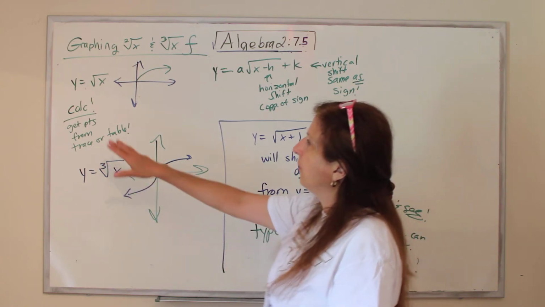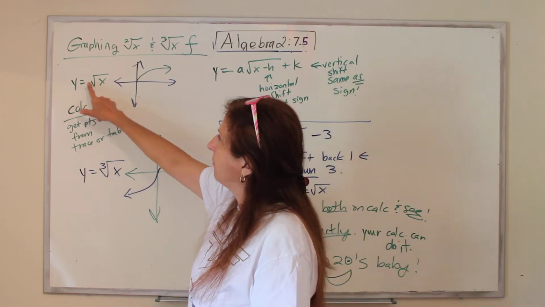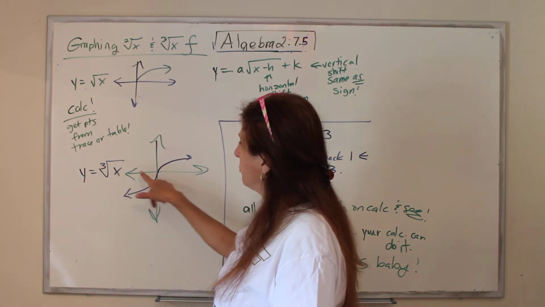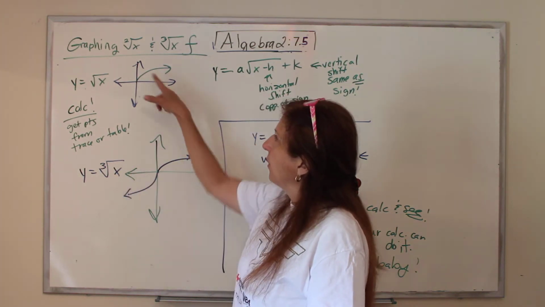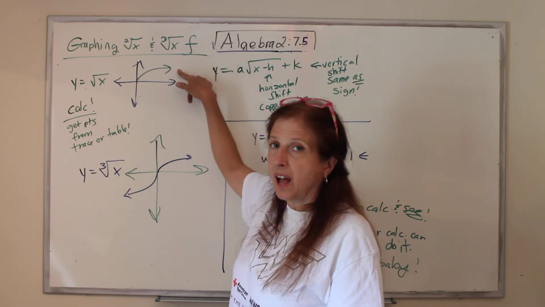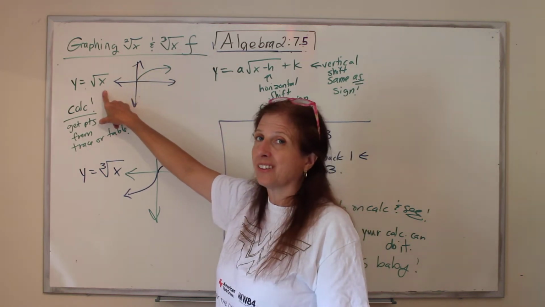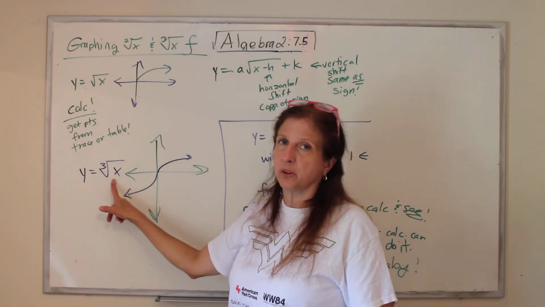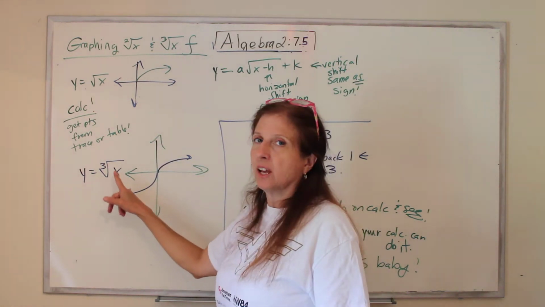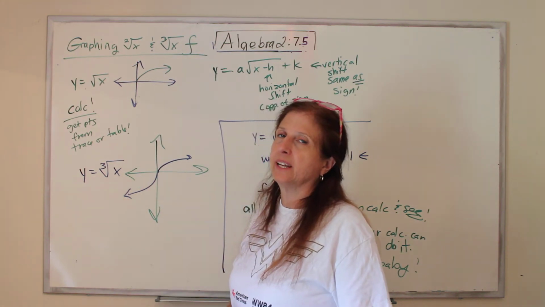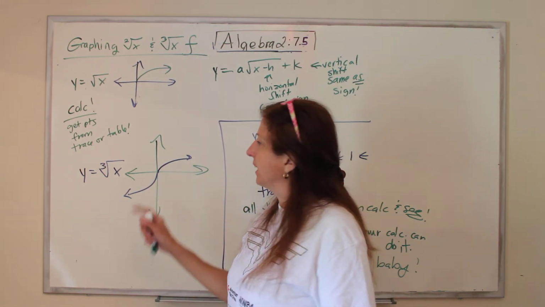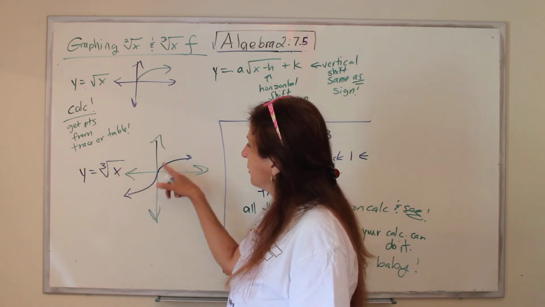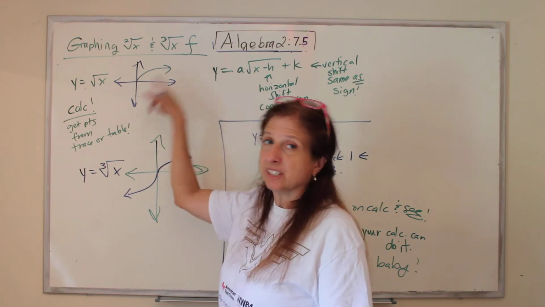Alright, so the graph of the square root of x looks like that. The graph of the cube root of x looks like this. The square root of x is only these positives because you cannot take the square root of a negative number. But remember, you can take the cube root of a negative number. Like remember how we did negative 125, the answer was negative 5. So with the odds, you can have the negative, with the evens, you don't.